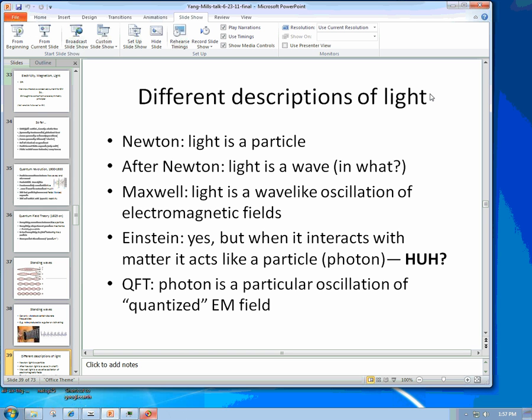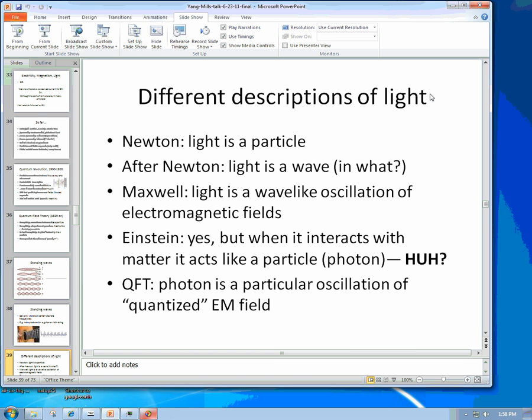And he said, well, yes, I believe, Maxwell, that light is a wave-like oscillation of electromagnetic fields. That seems continuous. But when it interacts with matter, it's acting like a particle. We can't avoid that. The data is clear, and here's the only explanation for it. It is acting like a particle. Let's call it a photon. And then I put a big "huh" there, because that just doesn't seem to make any sense.